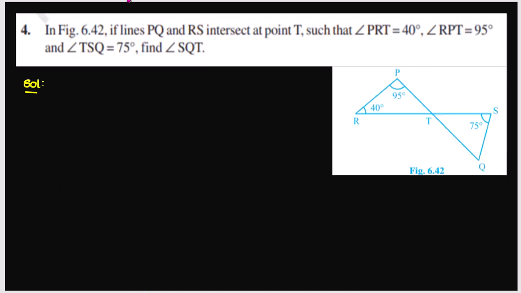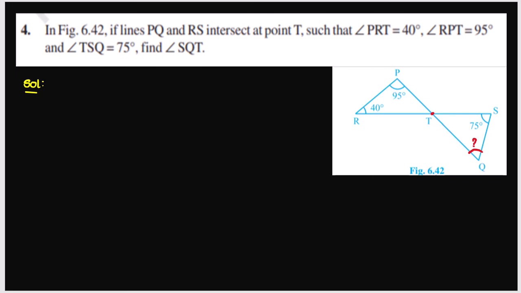Now let us see the fourth question, children. So here in the figure it is given that PQ and RS intersect at point T. So this is the point T where RS and PQ are intersecting. Angle PRT equals 40 degrees, and angle RPT you can observe is 95 degrees, and angle TSQ is 75 degrees. Then it is asked to find angle SQT, the magnitude of this angle.